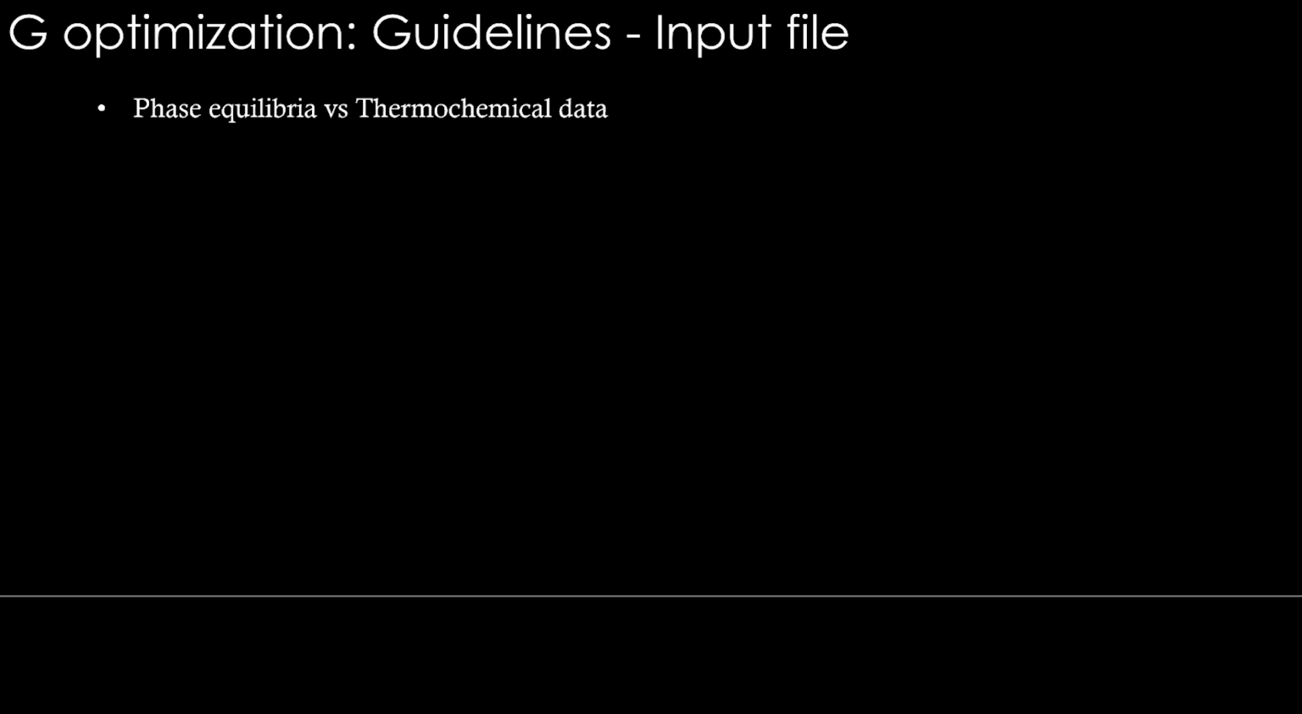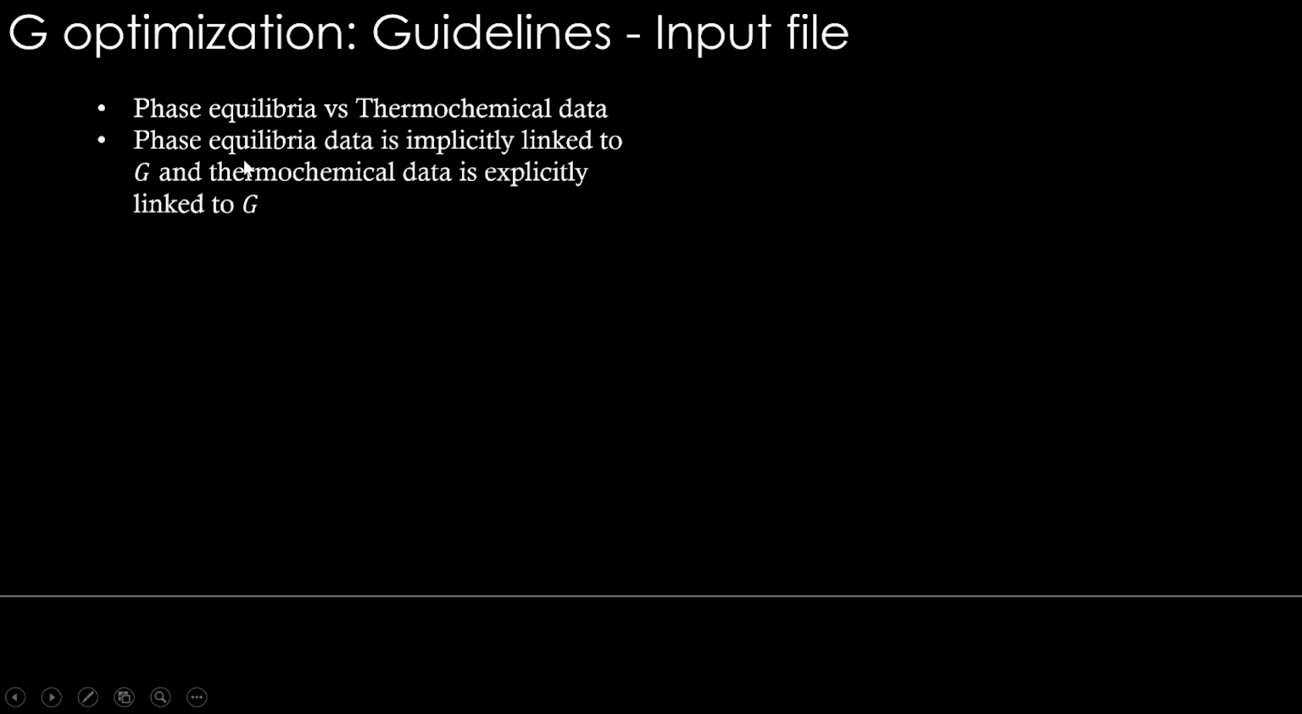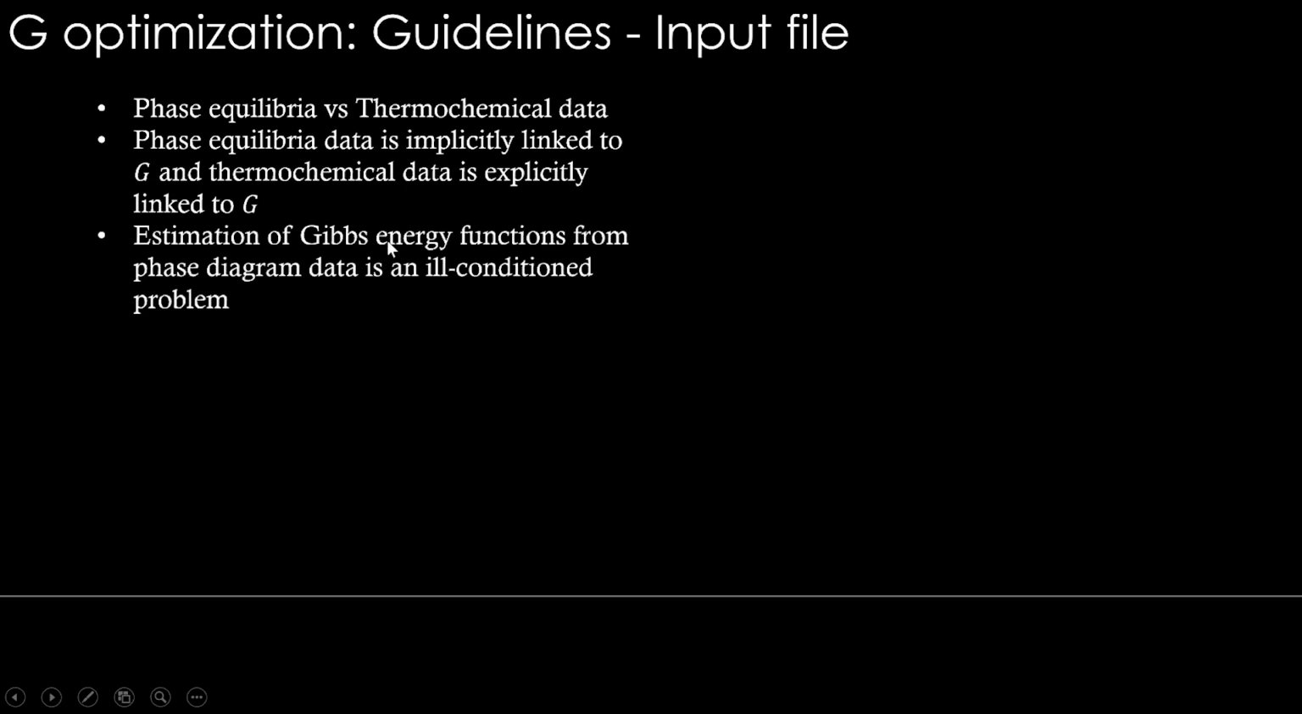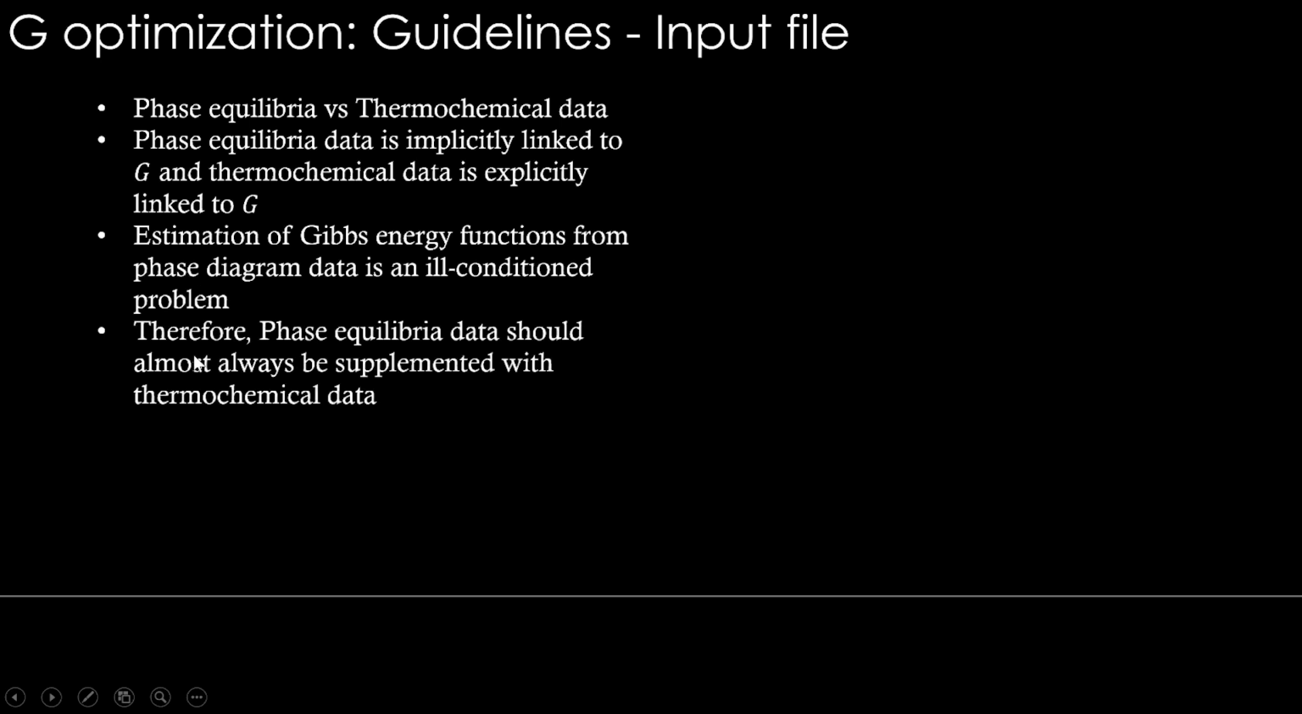Okay. Now comes one of the important ideas in Gibbs energy optimization. What kind of data is good? Okay, phase equilibria data we have, thermochemical data also we have. Which of these two things are better? Phase equilibria data is implicitly linked to Gibbs energy and thermochemical data is explicitly linked. Okay, implicitly linked data is difficult to optimize, we will see why. Estimation of Gibbs energy functions from phase diagram data is an ill-conditioned problem. Therefore, phase equilibria data should almost always be supplemented with thermochemical data.